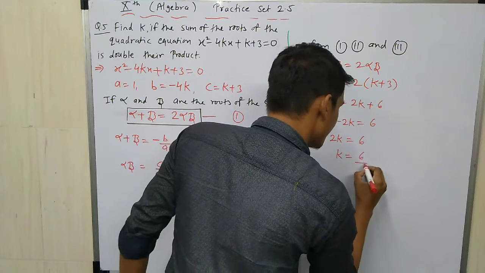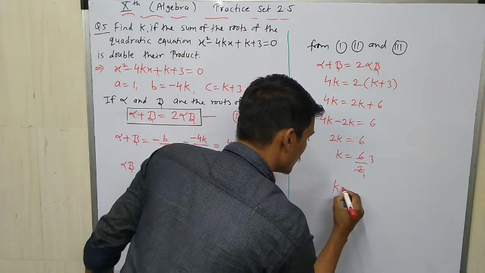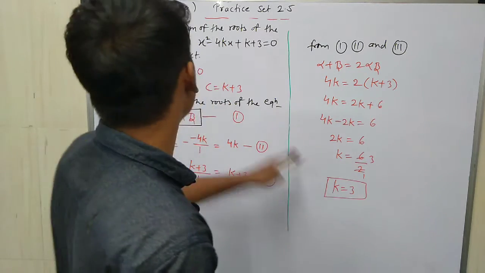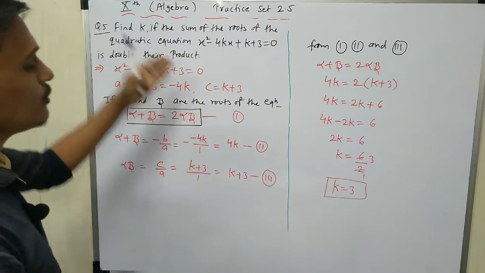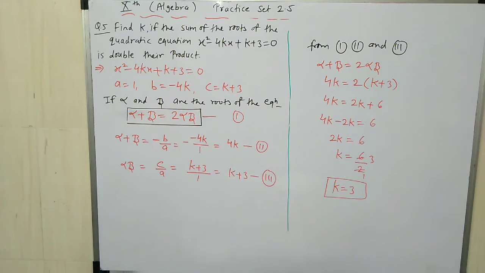k is equal to what? 6 upon 2. 2 ones are 2, 2 threes are 6. k is equal to what? 3. Now this is your final answer because we had to find the value of k. k is 3. Understood?